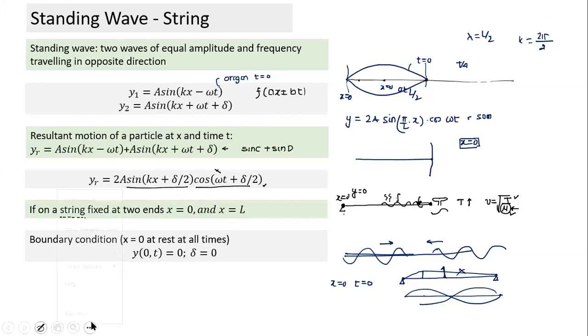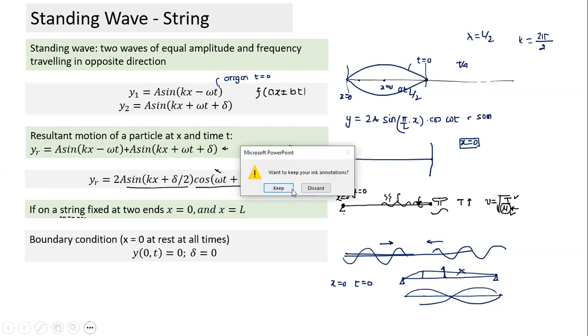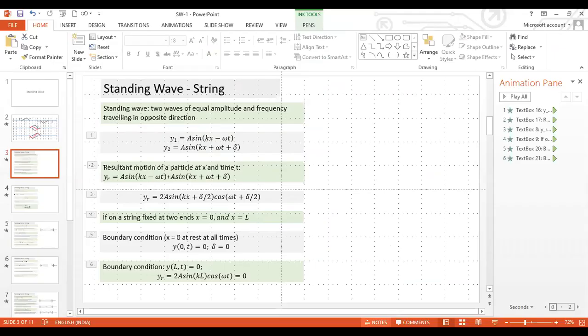Okay, then I'll stop here. Sir, I have a doubt. Yes. Sir, when we say L equals n lambda by 2, we mean that the nodes should be on the opposite ends, right?